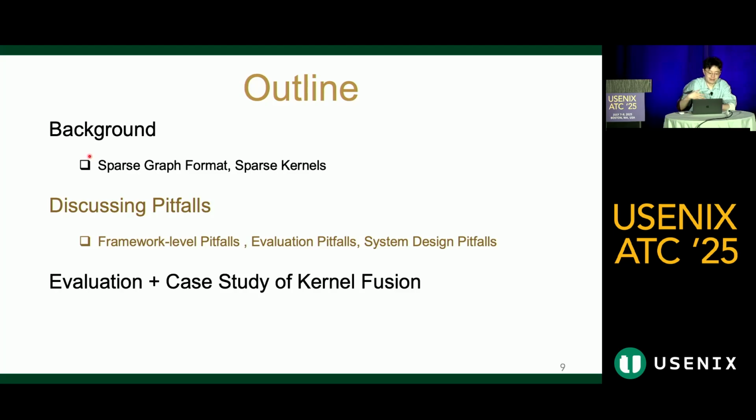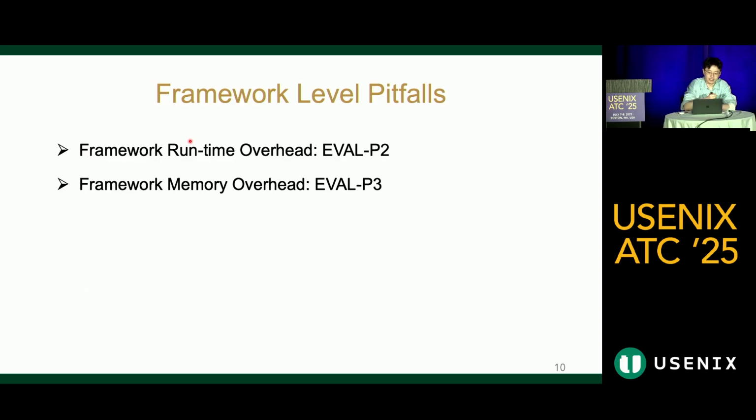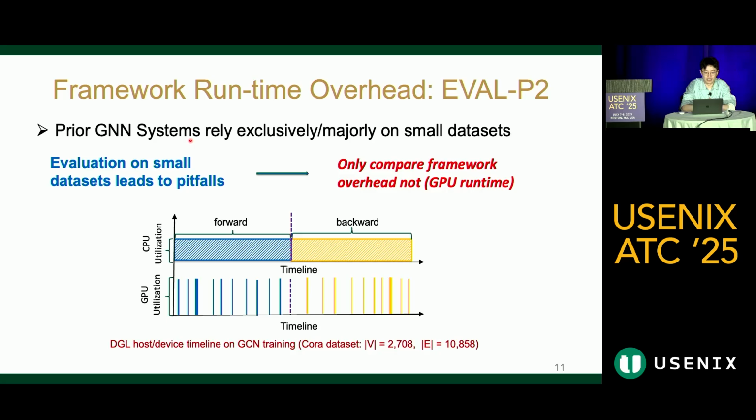Now let's discuss the pitfalls we identified. The first is a framework-level pitfall, and there are 2 types here. The first type is framework runtime overhead. We find that for prior GNN systems, they do the evaluation majorly or exclusively on small datasets. However, we show that evaluation on small datasets leads to pitfalls because it only represents the framework overhead, not the actual GPU runtime.